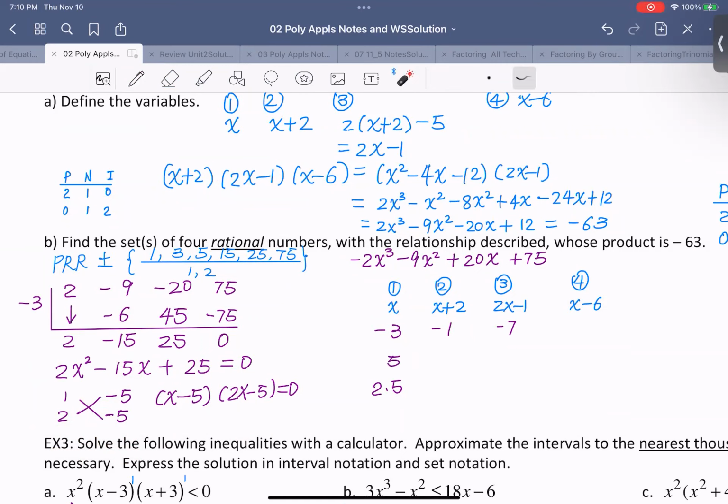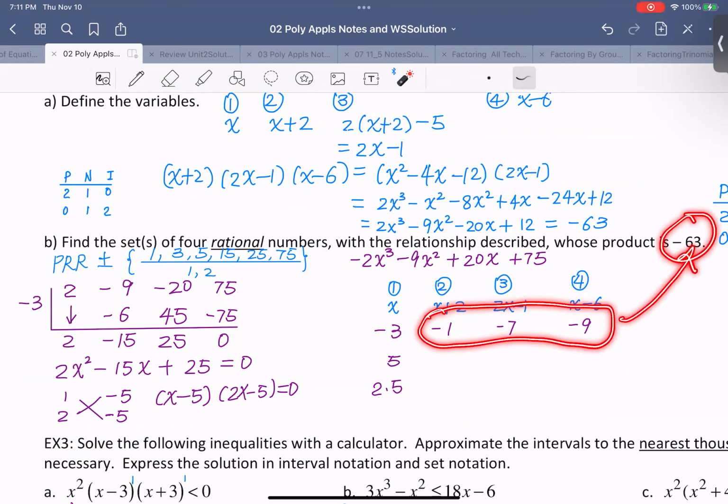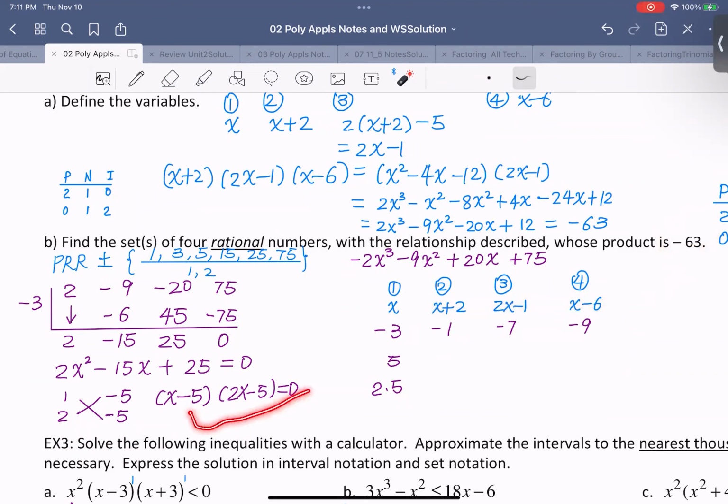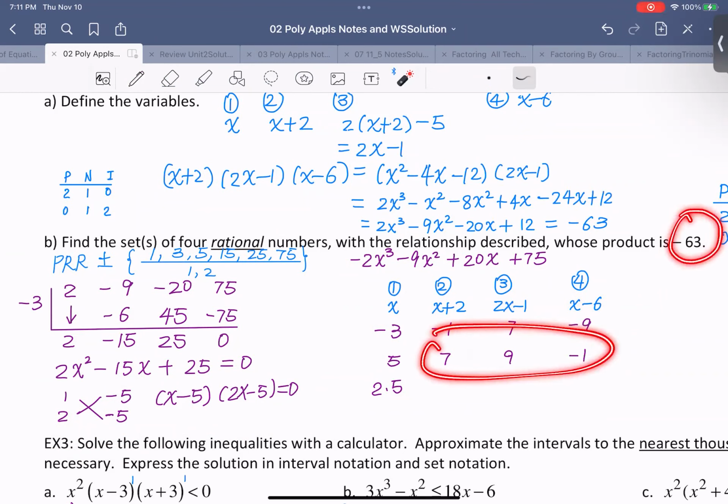Okay. And then let's figure out this piece. When you have the x as -3, the false number will be -9. And then we can check this 3 product. This gives you -63. Good. And then when your second root is 5, what will be this one? 7, 9, and -1. And then this product is -63 again.